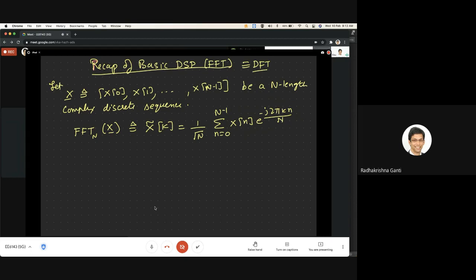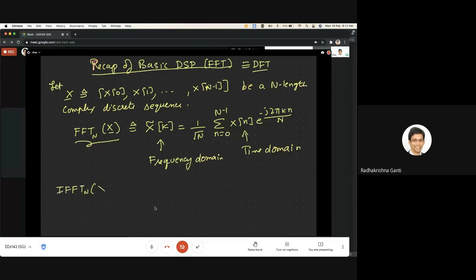So your x of n is your time domain. When you do the FFT, what you get is the Fourier domain or the frequency domain. I will always denote that by FFT. If I have an n-length sequence x and I take an n-length FFT, this is what I mean by n-length FFT. So your FFT converts from time domain to frequency domain. Now, what is the inverse transform of this? The inverse transform of this is the IFFT.